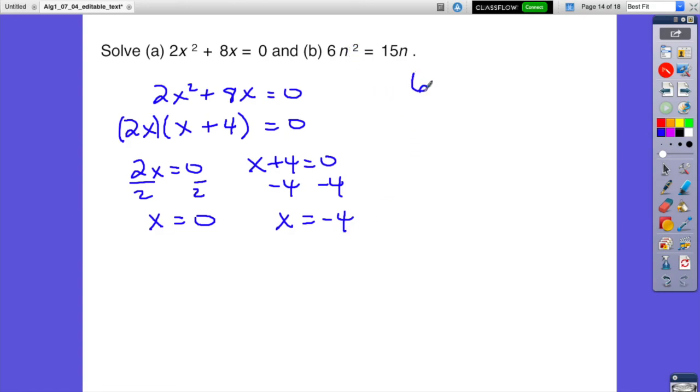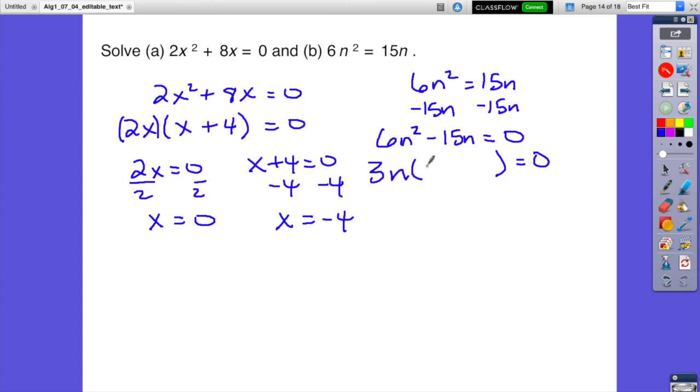Let's do b now. 6n squared equals 15n. Oh, it doesn't equal 0. So what we need to do is move this one over. So I'm going to subtract 15n from both sides. I'm going to scoot it over. 6n squared minus 15n. Now it equals 0. So we're going to factor it. What number or what monomial can I divide out of both of these numbers? Well, I can take a 3 out for sure. And how many n's can I take out? I can take out 1n.